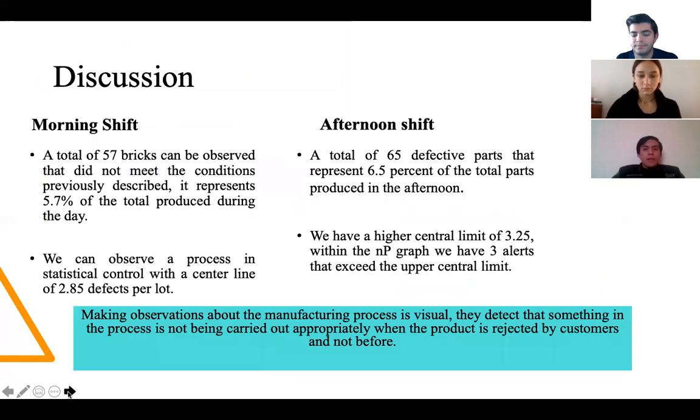In this part, we saw that the main reason for brick defects was that they had cracks or were chipped. We can observe a process with a center line of 2.85 defects per lot for the morning shift. In general, the process is under statistical control and with common sources of variability. On the other hand, on the afternoon shift, we have a higher center line of 3.25, while in the NP graph, we had 3 alerts that exceed the upper control limit. The company must emphasize improving the production process for the afternoon shift in such a way that the number of defective bricks is reduced and thus eliminate the alerts from the NP graph.